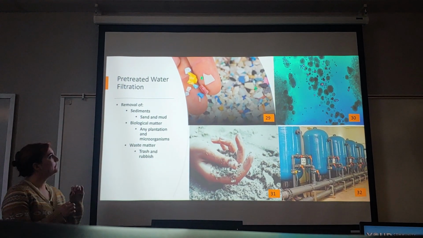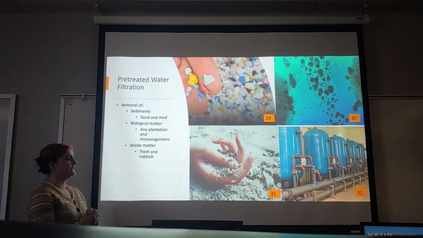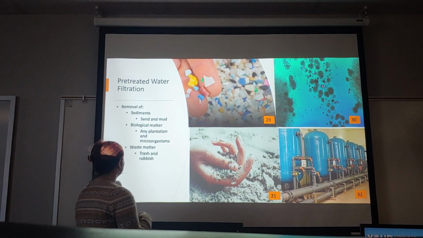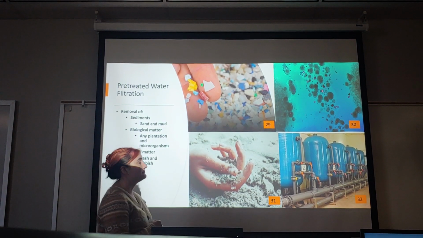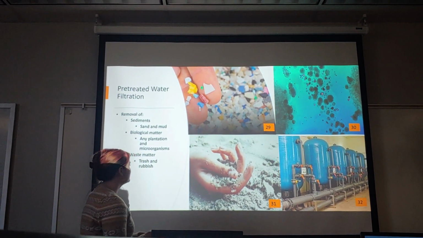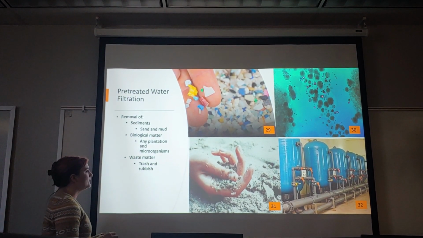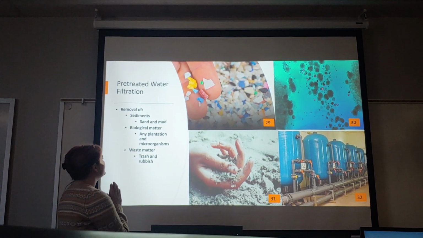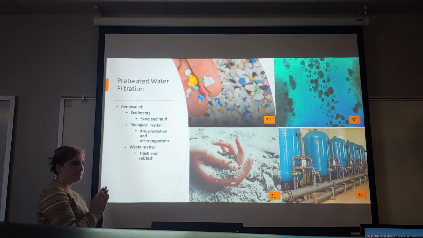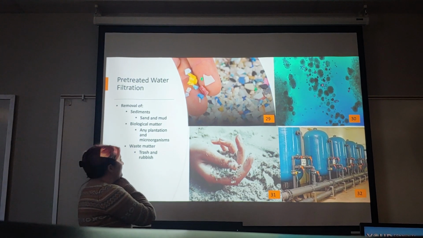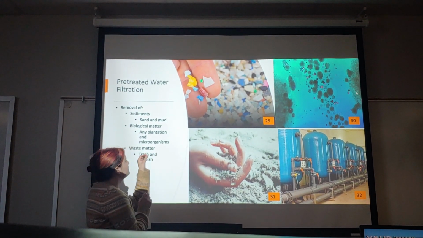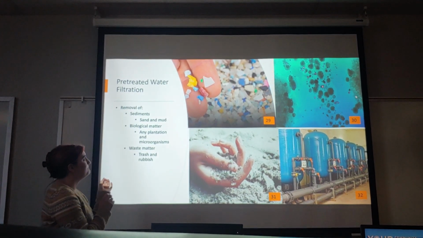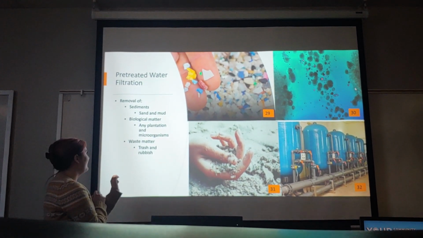And then we have biological matter living in the water after we've taken it out. That means any plantation, microorganisms such as bacteria, anything like that. And lastly, we basically want to get rid of any waste matter. A big part of that is microplastics. Very small, little, man-made rubbish. We gotta get rid of that.